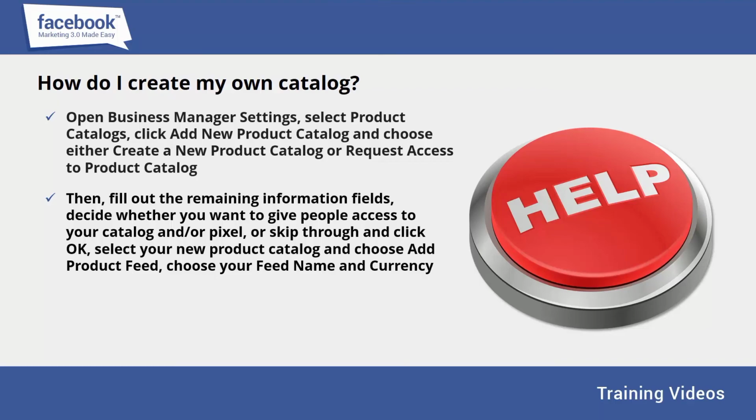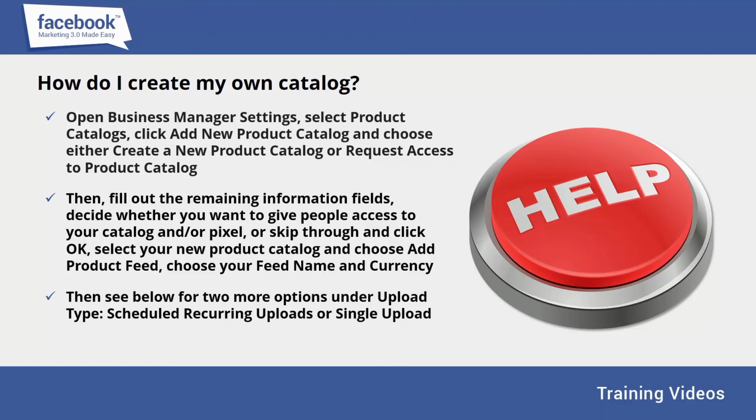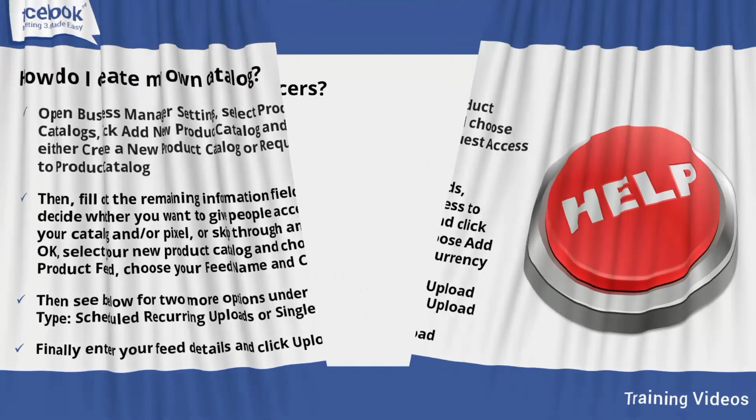Select your new product catalog and choose Add Product Feed. Choose your feed name and currency. Then, see below for 2 more options under the upload type, scheduled recurring uploads or single upload. Finally, enter your feed details and click Upload.